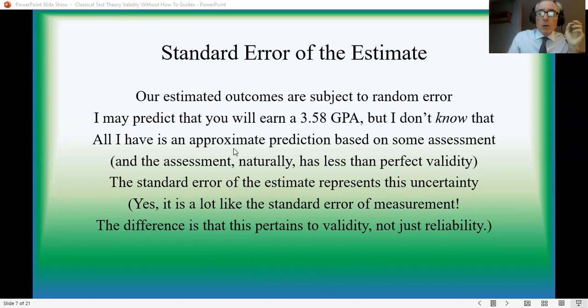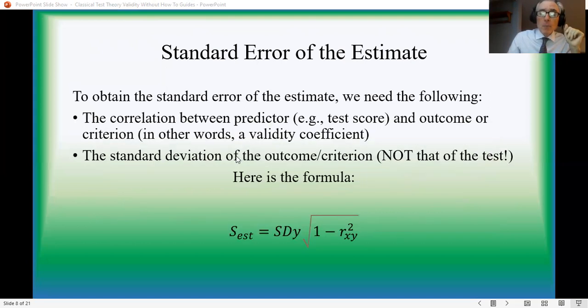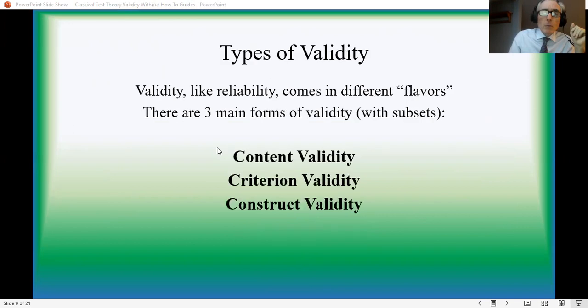And what you want to know, similar to the standard error of the measurement that we studied earlier, is within what bounds is it likely that the true result will lie? Again, there's a formula for it. It's based on the standard deviation of the outcome, which of course makes sense, and the correlation between the test you're using and that outcome, which you could think of as the validity coefficient. So there's the formula again. Separately, we'll look at how to crunch those numbers.